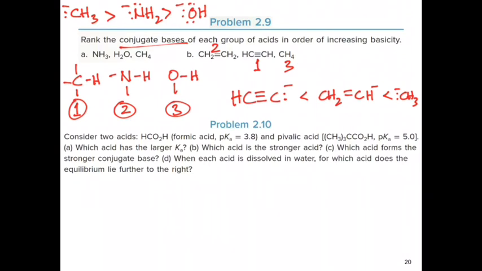Let's look at practice problem number 10. Consider two acids, formic acid and pivalic acid, including their pKa values. Which acid has the larger Ka value? So we know that pKa and Ka have an inverse relationship. So if the pKa is high, then the Ka is low. Likewise, if the pKa is low, then Ka is high. And so we have formic acid versus pivalic acid.